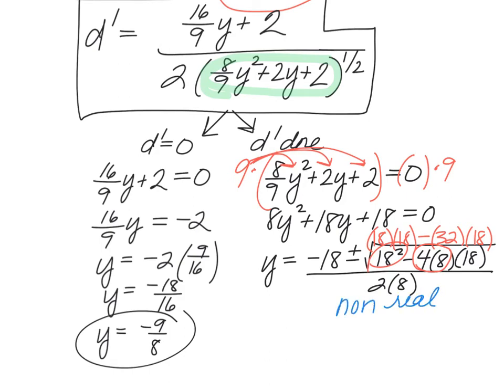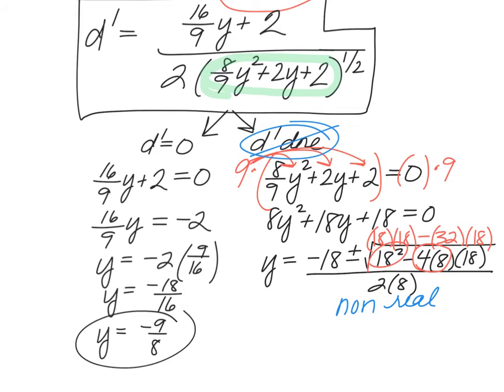These turn into imaginary numbers. These are non-real. So that means that we don't have a time where the derivative is undefined. We don't get any additional critical numbers. So the only critical number is negative 9/8. At this point, you might be jumping for joy like you're done. Finally, it's the longest problem perhaps of your life.